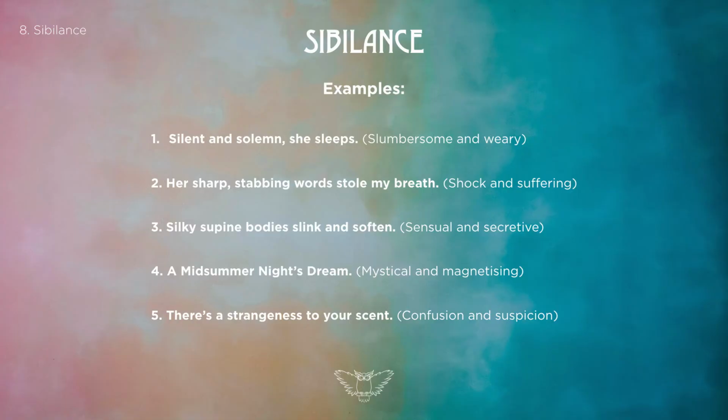So for number 1, silent and solemn she sleeps, I wrote slumbersome and wary. You know, you can really hear the fatigue in the S sounds. Number 2, her sharp, stabbing words stole my breath. There's a sense of shock and suffering. And it's probably helped by the fact that the S sounds used are relating to sensation, painful sensations. Number 3, silky, supine bodies slink and soften. Again, there's S's all the way through this. It's very sensual and secretive.